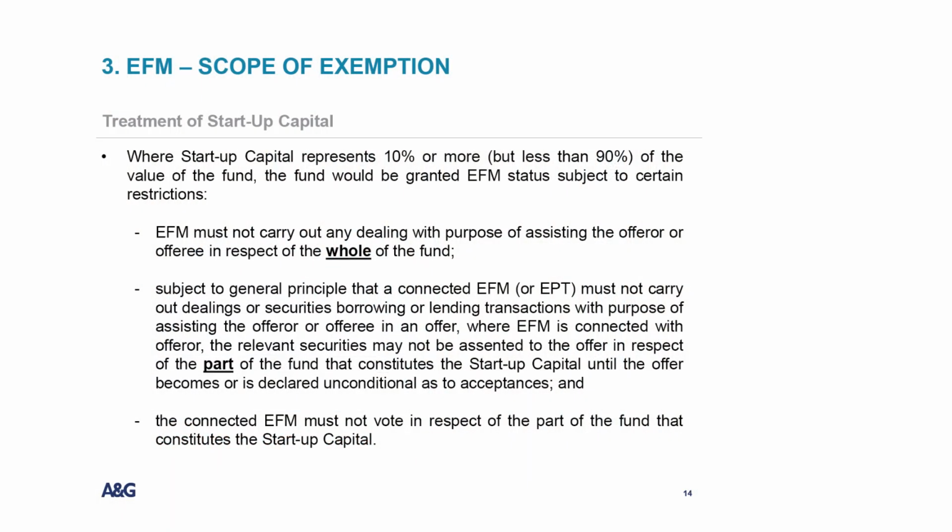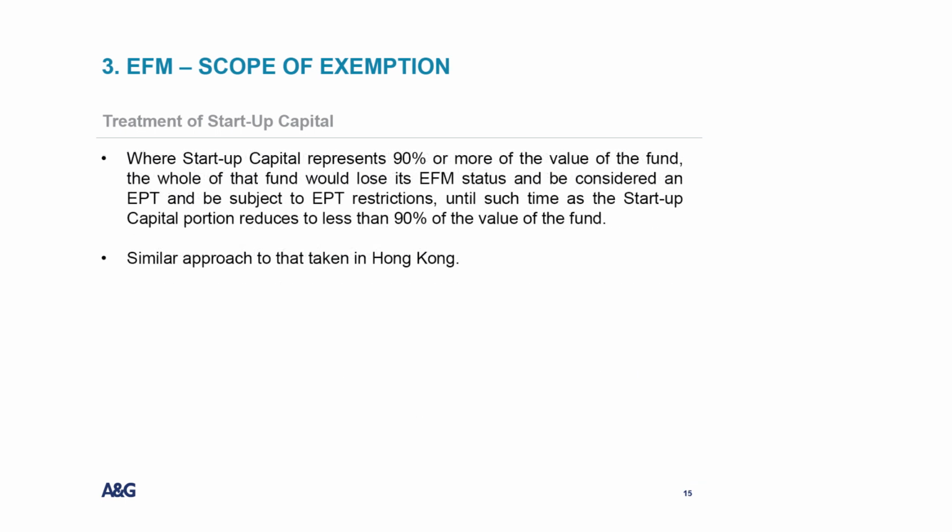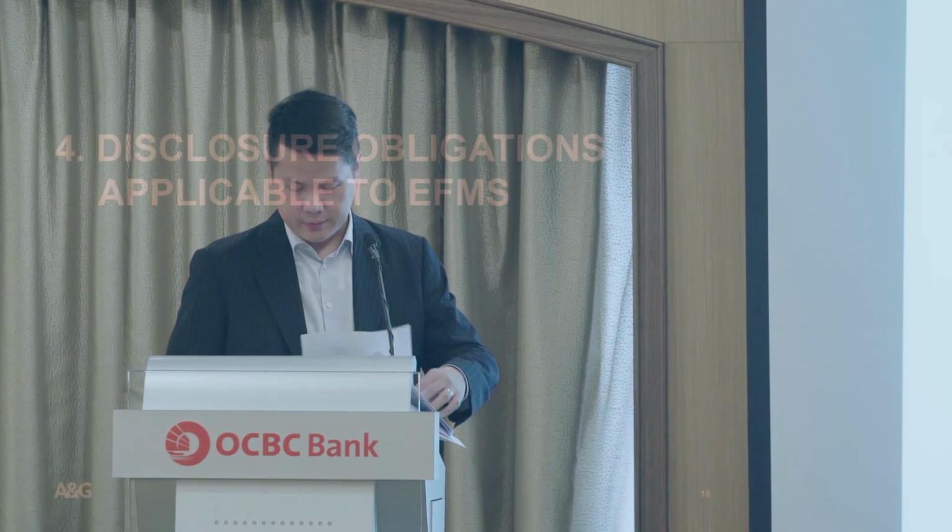And then during the offer period, the EFM cannot exercise any voting rights attached to the shares which represent the portion of the fund that constitutes startup capital. And in situations where the startup capital represents 90% or more, then the holder fund will lose EFM status, and that fund will effectively be treated as an EPT and will be subject to the EPT requirements until such time as the startup capital portion is reduced to less than 90%.